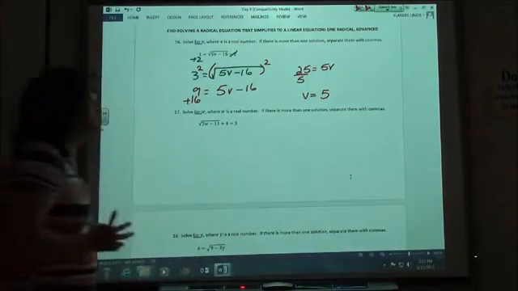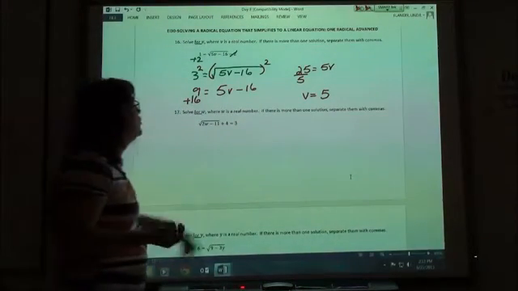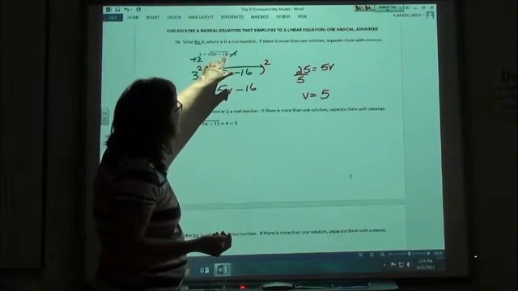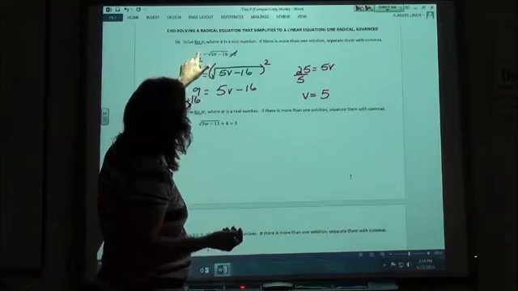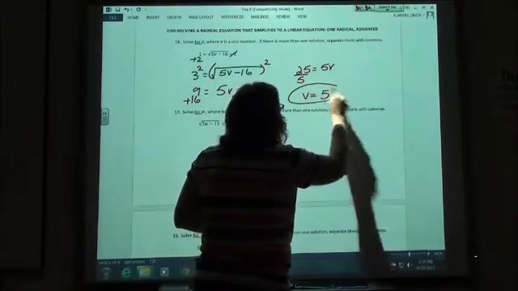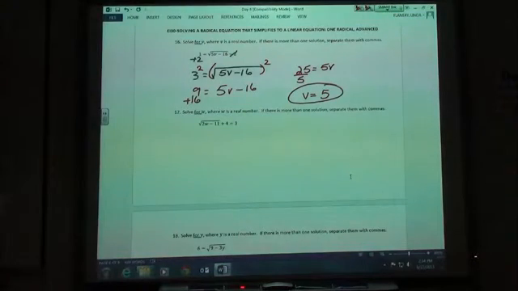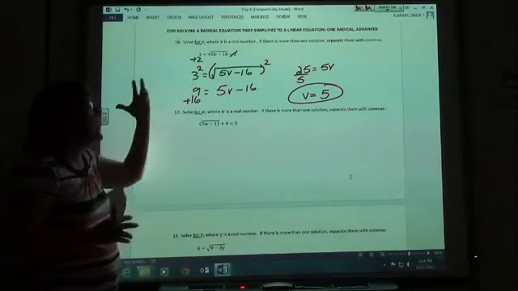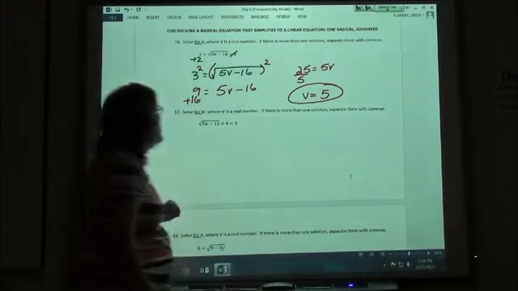Now you do get what's called extraneous solutions, so you always want to check your answers. 5 times 5 is 25. 25 minus 16 is 9. The square root of 9 is 3, and 3 minus 2 is 1. So this one does check out. It is okay. But you always want to make sure you go back and check, because sometimes what happens is you end up squaring a negative, and then the answer will not check. It's called an extraneous solution.